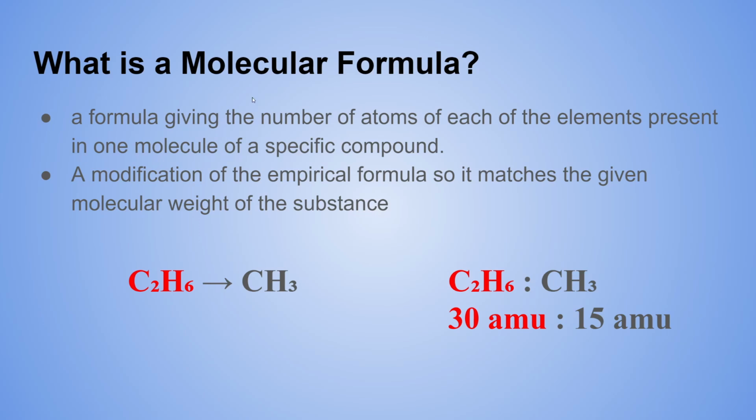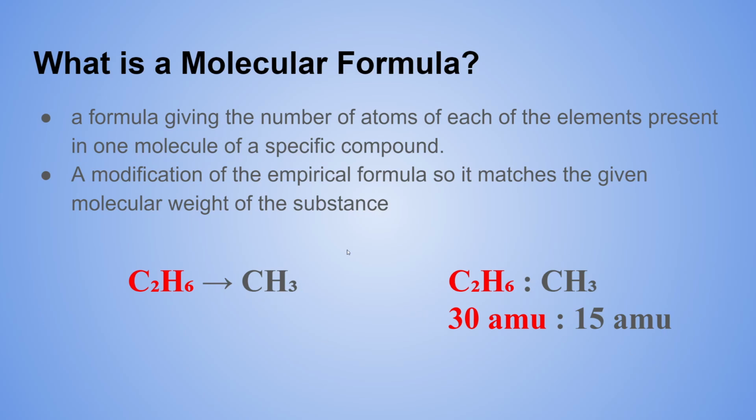So going back to the same example we had before, C2H6 is an example of a molecular formula because it matches the molecular weight of this compound. It is not simplified. Now, in this case, we're going to say that the molecular weight is 30 atomic mass units. So this is the molecular formula because it matches 30 atomic mass units. Now, the way you get this is you take your empirical formula, which is equal to 15 mass units, because this is 12 plus 3: the weight of this is 1 times 3, plus 12, which is 15.